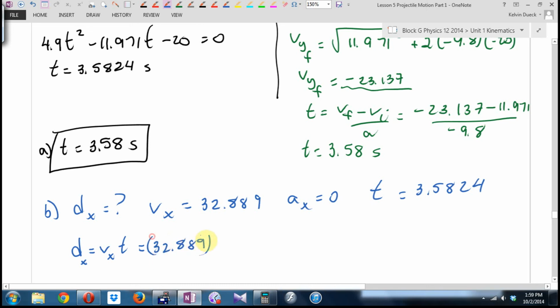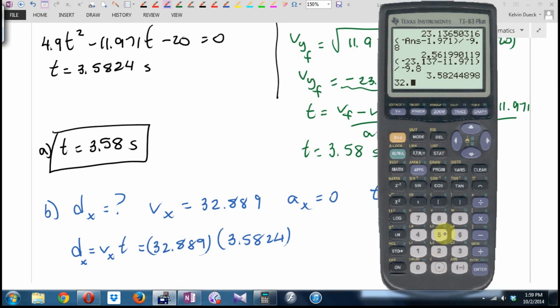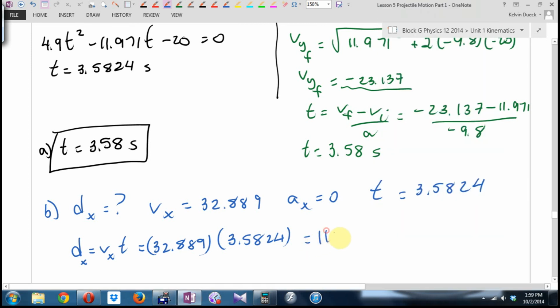32.889 times 3.5824. 32.889. 118 meters.